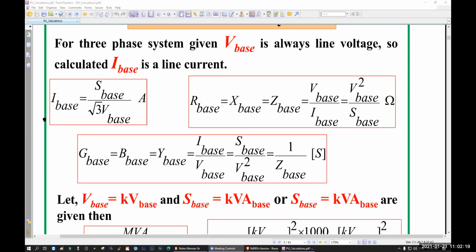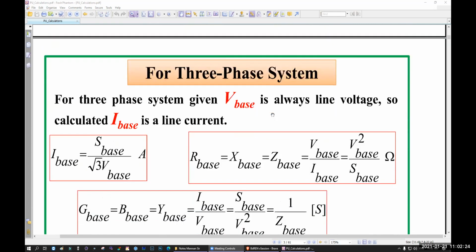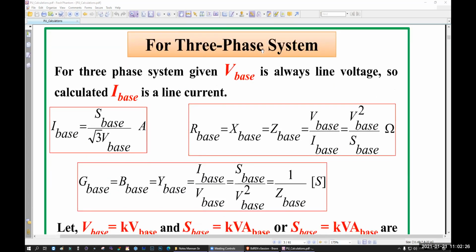Now your I base, that was for the single phase system. For a 3-phase system, normally your system will be 3-phase, not single phase. If a 3-phase system is given, the voltage is always line voltage, not phase voltage. Whatever voltage is given, that is always your line voltage. So the calculated I base will be line current.